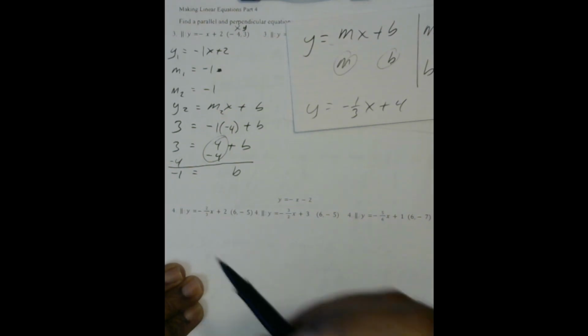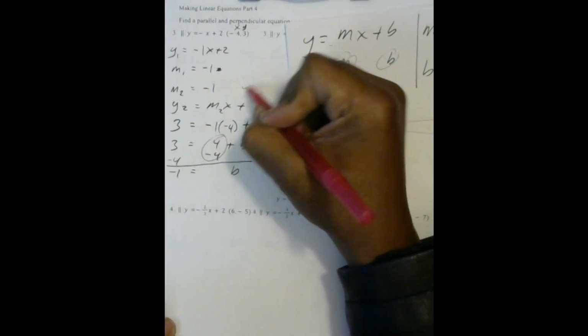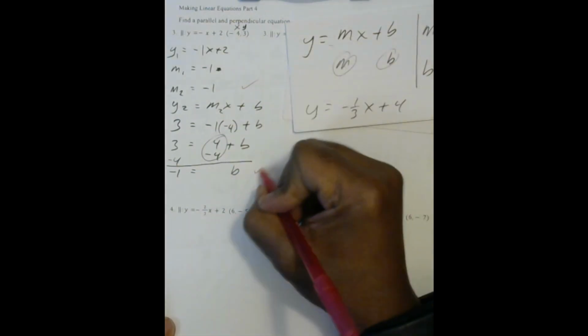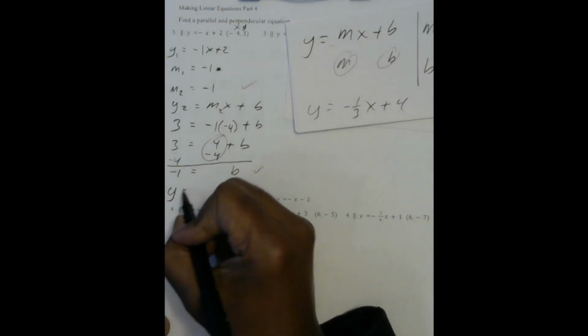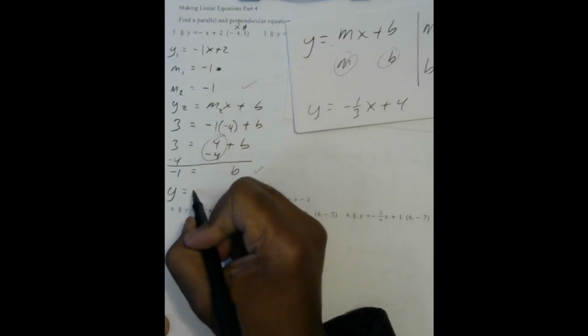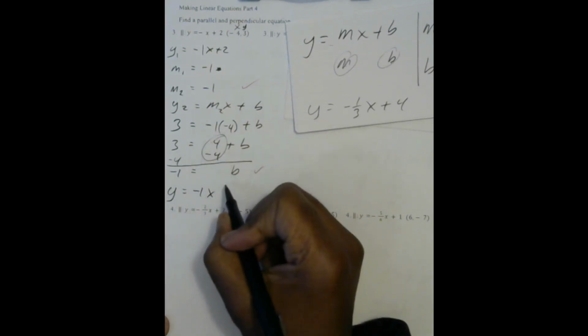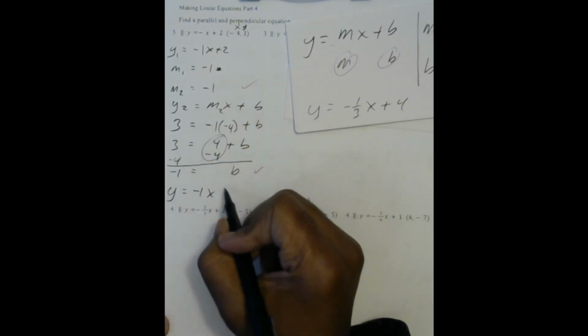So now we actually know what our m is and what our b is. And once you know m and b, you can create the equation of the line. So let's create the equation of the line. It'll be y equals m, which is -1, x, and then plus the b here, which is -1. And we're finished.